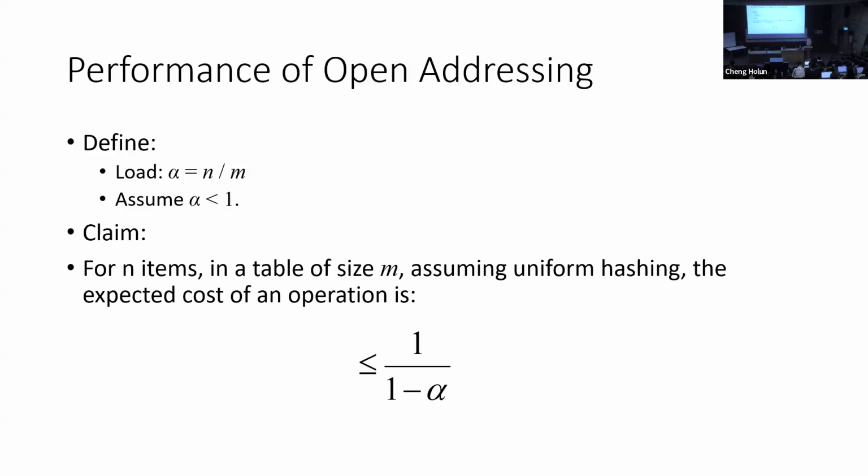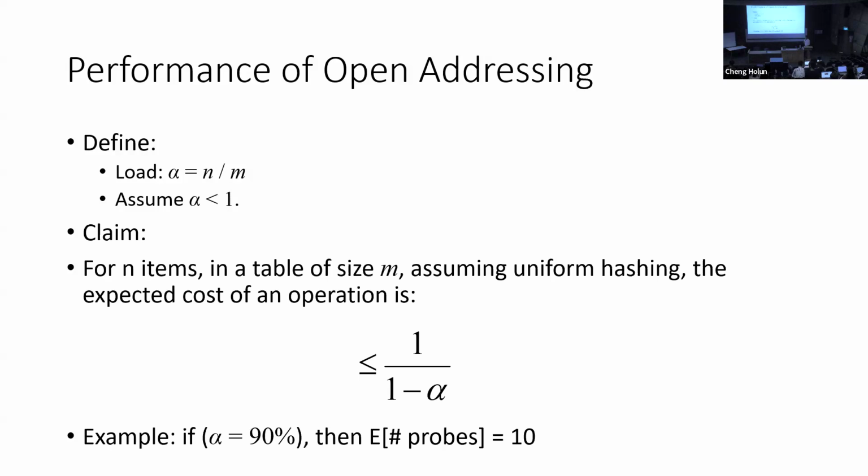Okay. So why is that so? Math law. But if you want to use the formula, let's not go for the proof first. If your table is 90% full, then your number of probes is 10.